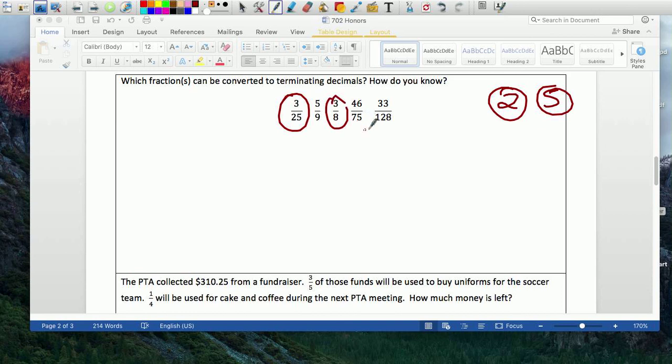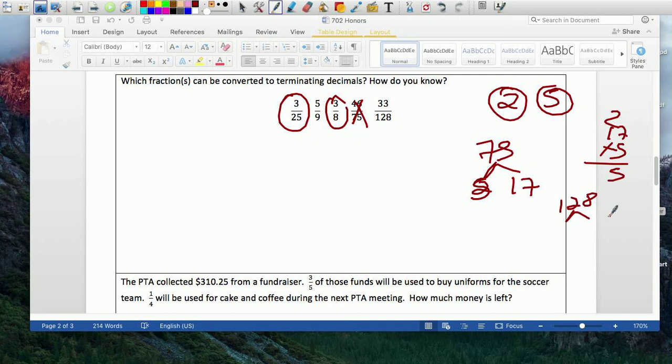5 times 5. Let's see, 2 times, no. 5 times 17, right? 25. That's 2. Yeah, 17. So that's not going to work. Sorry, that's not going to work. 128. That works because it's 2, 4, 8, 16, 32, 64, 128. So this is 2 to the 7th power, so it's made up only of 2's. So this works, and this doesn't work. Okay.